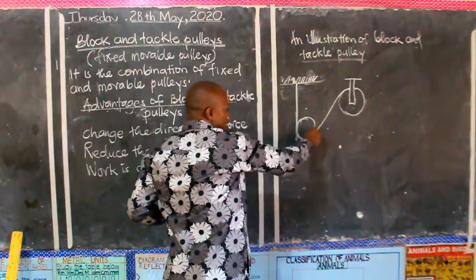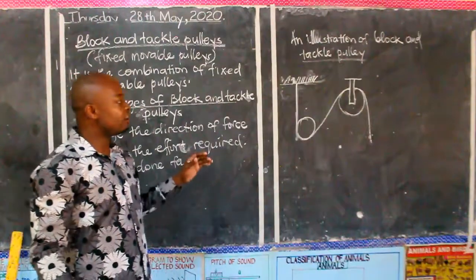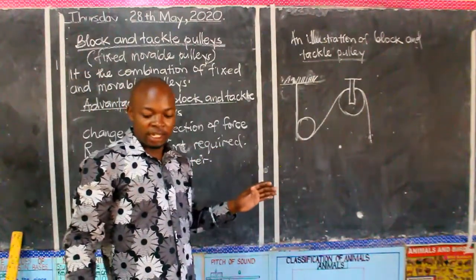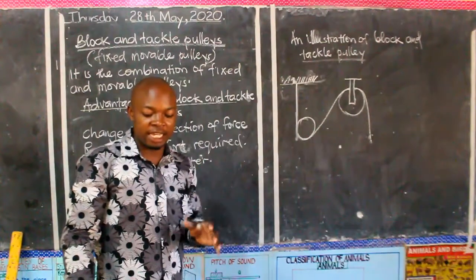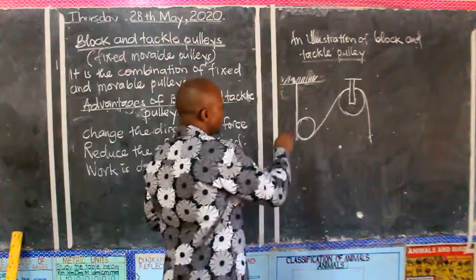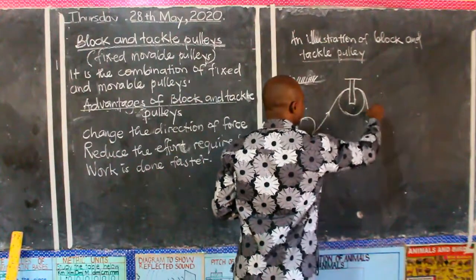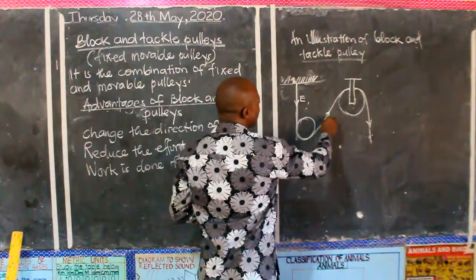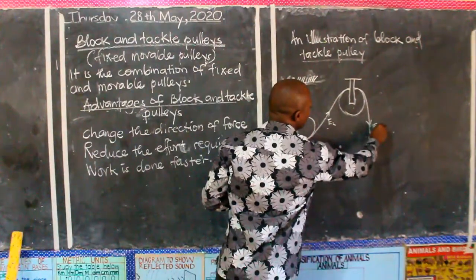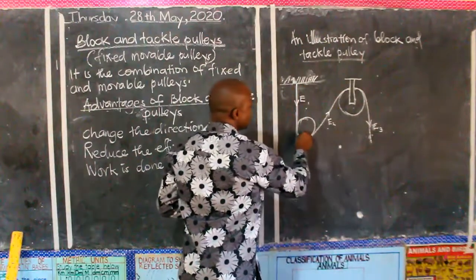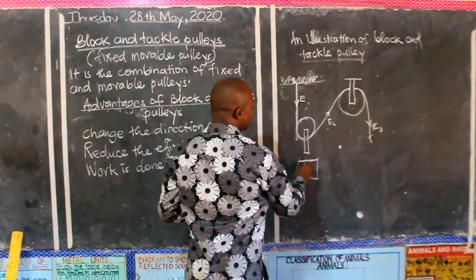Now, like we have said, in block and tackle, the mechanical advantage depends on the number of parts of a string or a rope or a chain that supports the moving block. Say, for example, this one here is 1, this one 2, this one 3. So you can say effort 1, effort 2, and effort 3. And here you can have our load, maybe as 200 newtons.